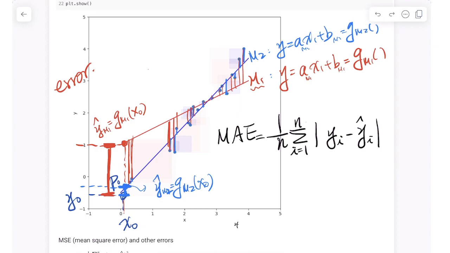If MAE is large, that means the line is a little bit far away from the data points. If MAE is small, that means the line fits the 20 data points quite well. So that is one of the ways to help us compare different models. The smaller the MAE, the better the model.